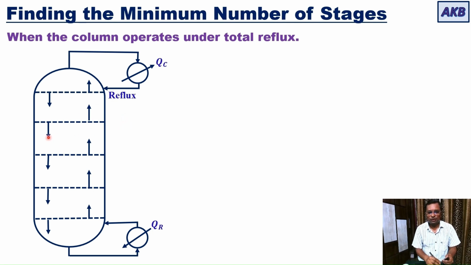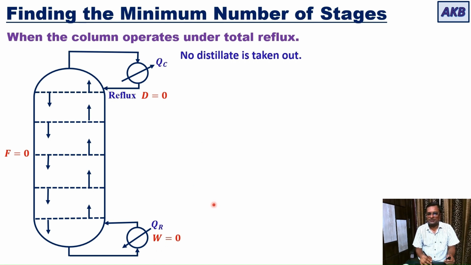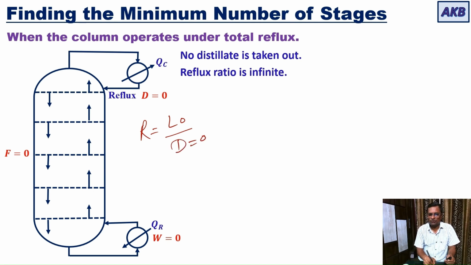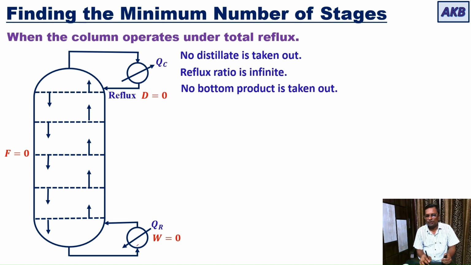Then the reflux, after entering the column, will flow down and join the liquid part. So F is 0 when the column is operating under total reflux, D is 0, and W is 0 as well. So no distillate is taken out. The reflux ratio is infinite because D is 0, and reflux ratio is nothing but the ratio of the reflux stream to the distillate stream. So if this is 0, this will be infinite. You know this. I have discussed this many times. So the reflux ratio is infinite. No bottom product is taken out.